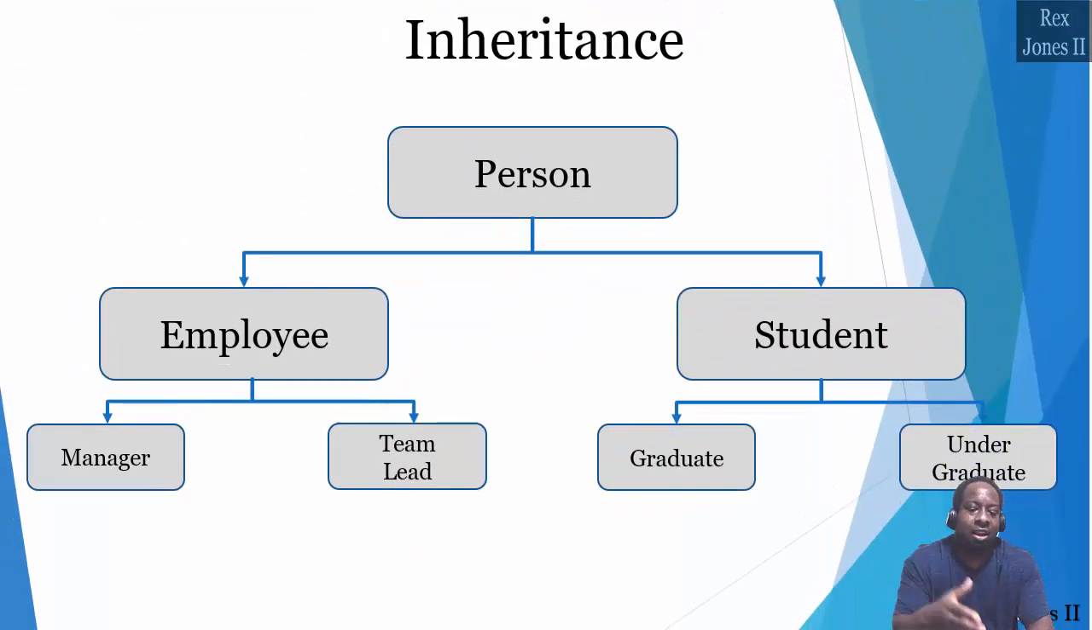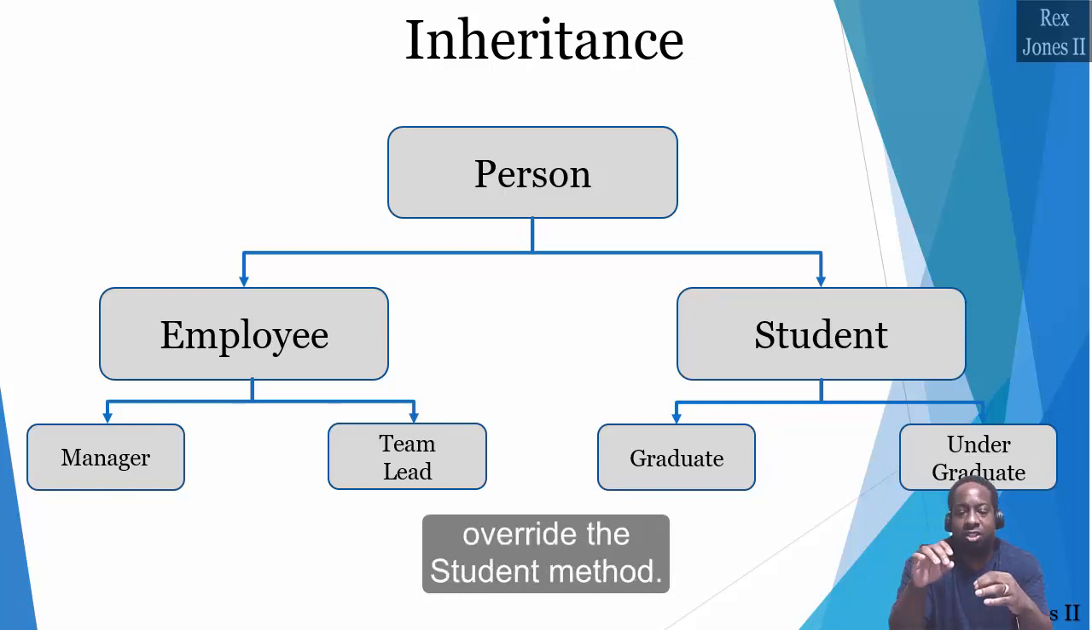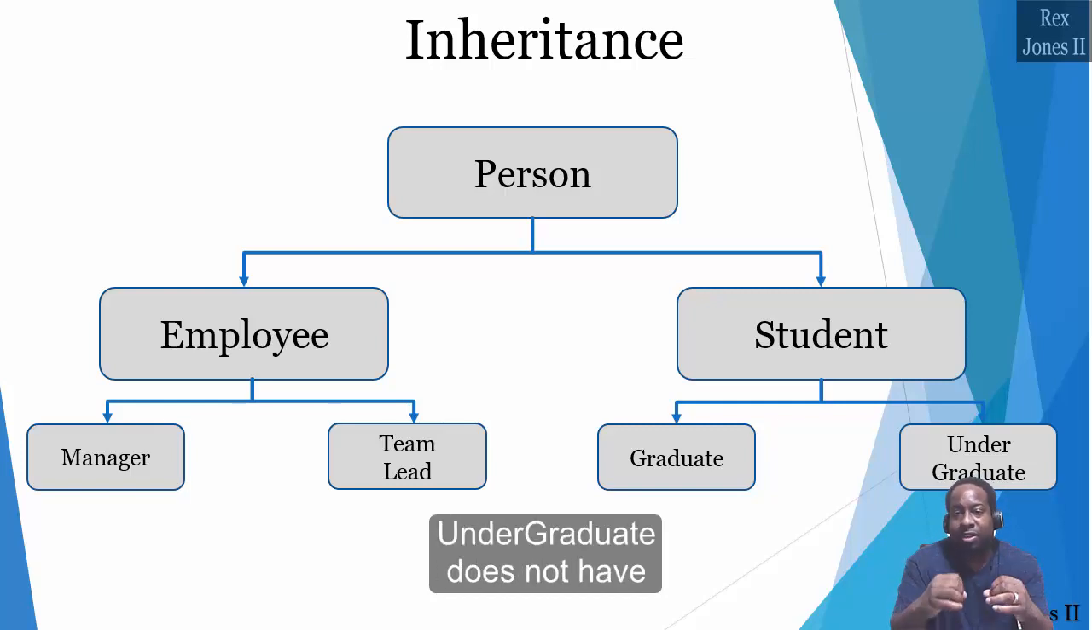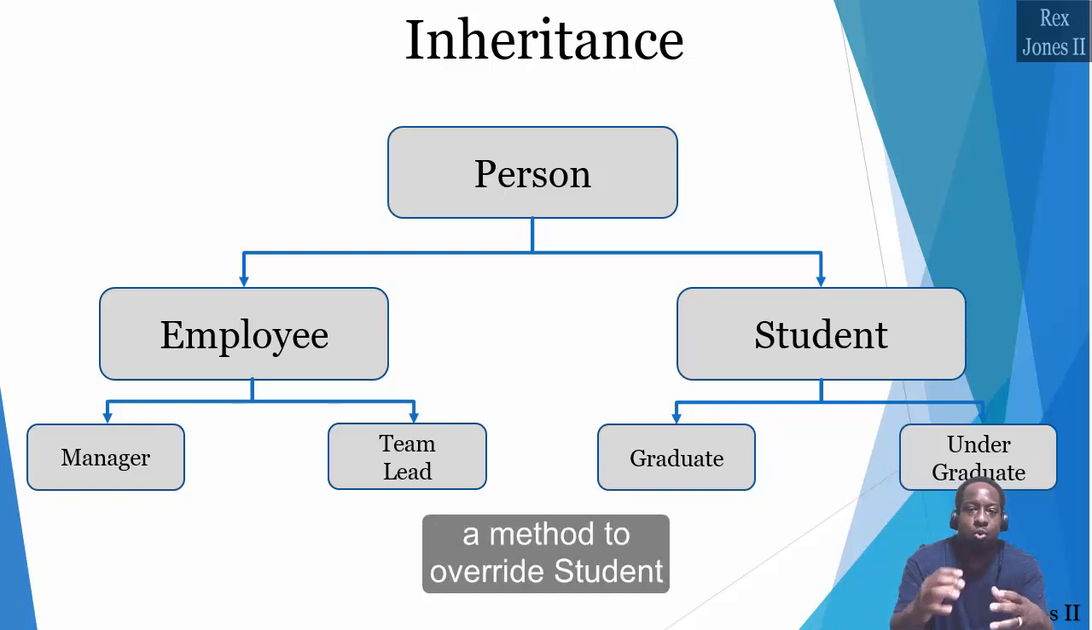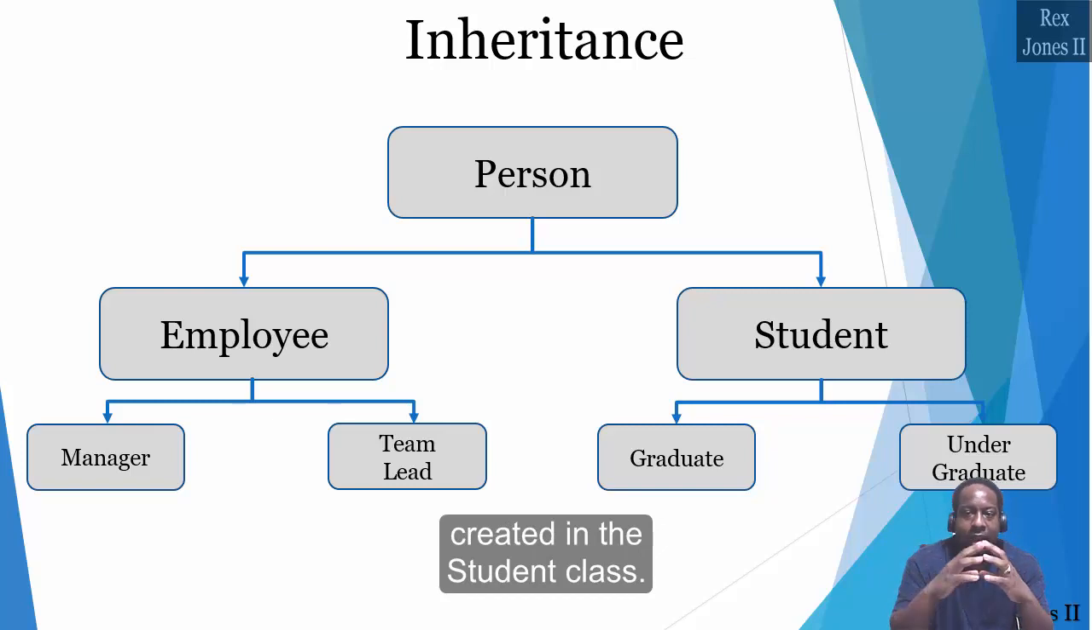let's think about the calculate GPA methods from the student and graduate classes that we did in the previous session for method overriding. We can use a separate implementation for student and graduate. However, I am going to implement one graduate and another one for undergraduate. Recall, graduate has a method to override the student method. Undergraduate does not have a method to override student, so it will use the method created in the student class.